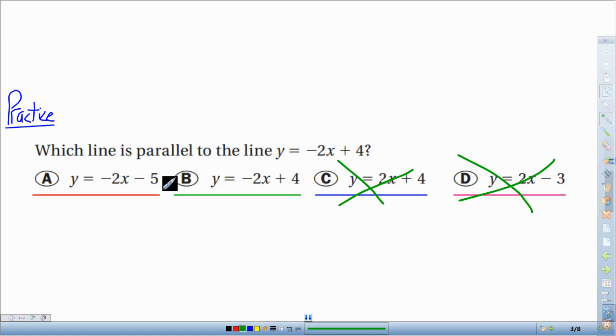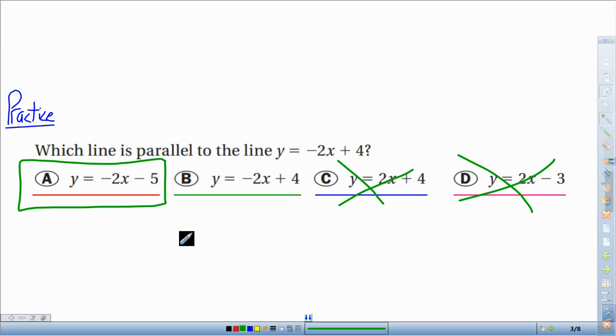Well, this is what I was getting to on the last problem. If you notice on letter B, it has the same y-intercept of +4. So those are not two different lines. Those are the exact same line. And a line isn't necessarily parallel to itself. So B doesn't make any sense because it's literally the same line. So our only option would be A. So there we have it.